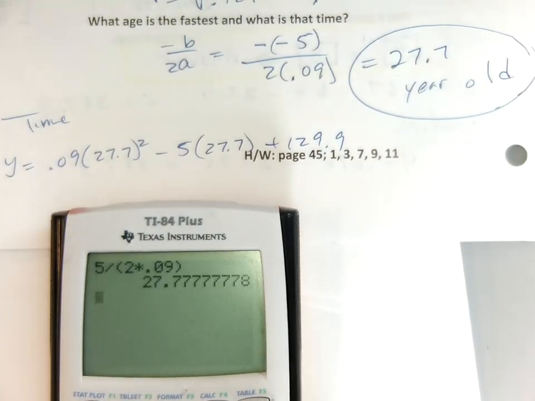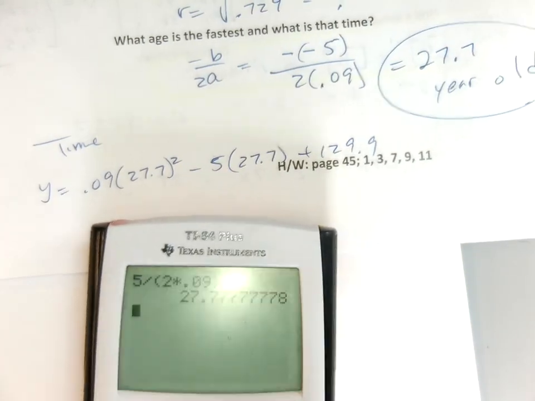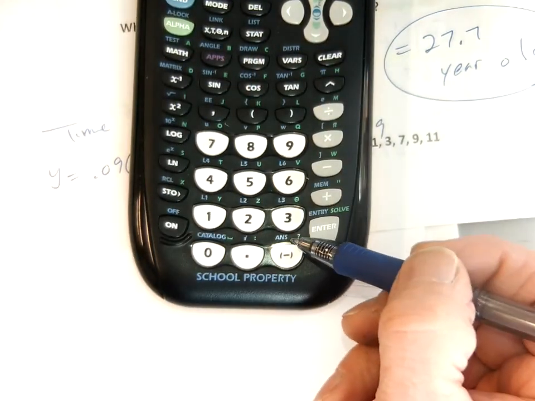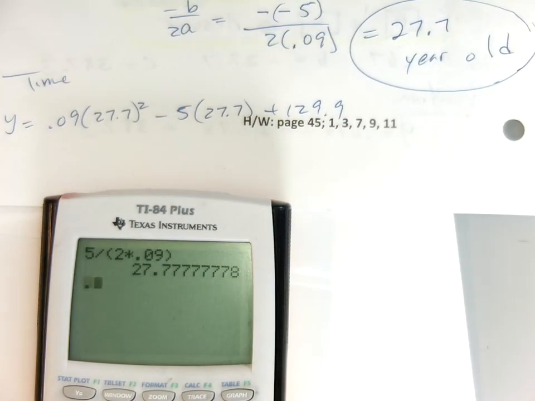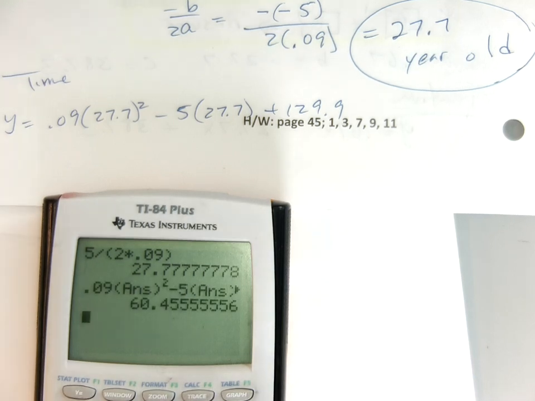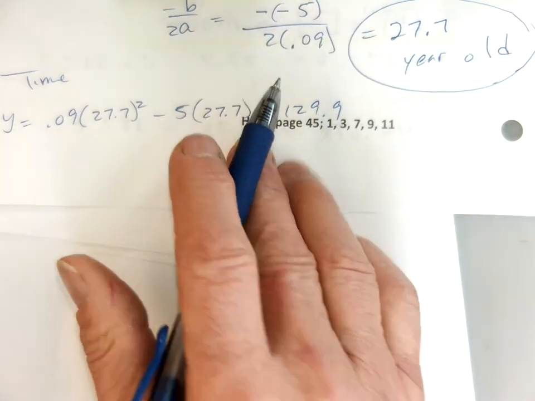And I want to show you something cool. Watch, watch, watch. You want to see something cool? I'm going to show you something, okay? There is a button on my calculator called answer. See it? A-N-S, answer. So when I do this, you're going to go, whoa, I didn't know that. 0.09 parentheses answer squared. I don't have to retype that number. And it's more accurate, isn't it? Answer squared minus 5 parentheses answer. Love that answer button. And then plus 129.9. And then it saves me time and it's more accurate. So they got a time of 60.45, which is not accurate, right?